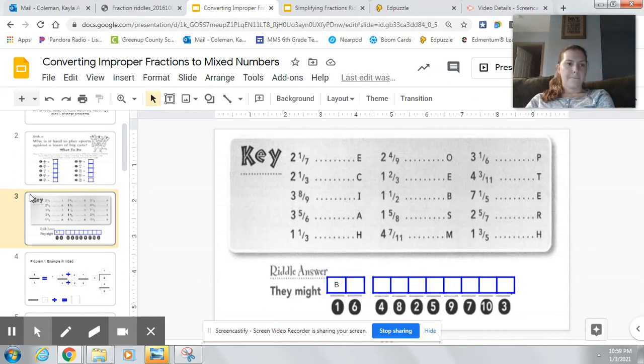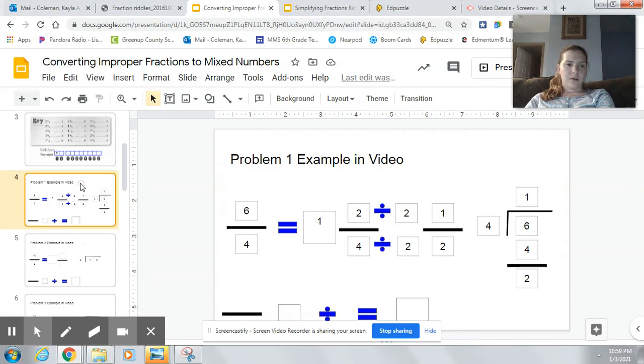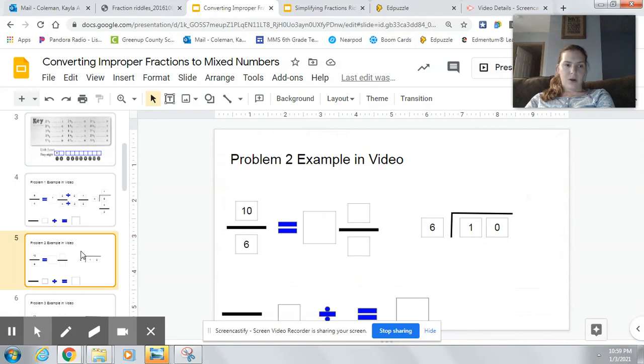Okay, let's look at problem 2. Problem 2, to simplify an improper fraction to a mixed number, we have to divide the numerator by the denominator. So the numerator is our dividend. It goes inside the pool. Our denominator goes to the side. We want to know how many times does 6 go into 10.